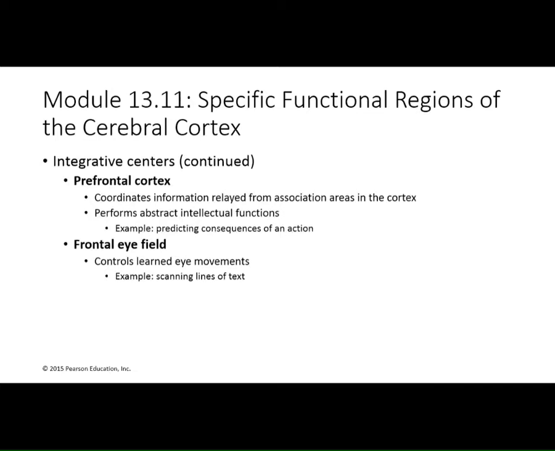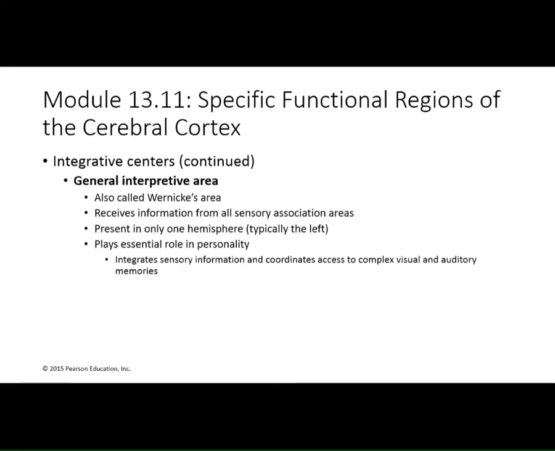There's also the frontal eye field. This is an area that controls your learned eye movement. So reading and moving your eye in predictable ways, that's only on one side of your brain than the other. And then there's this thing called the general interpretive area.